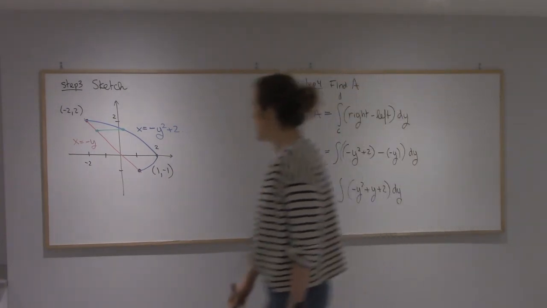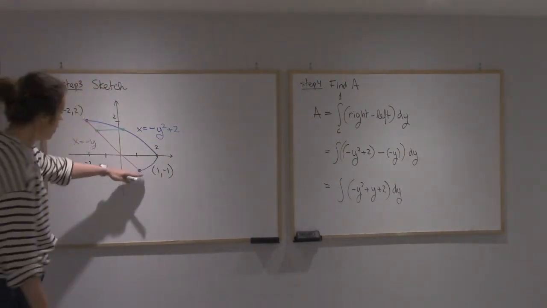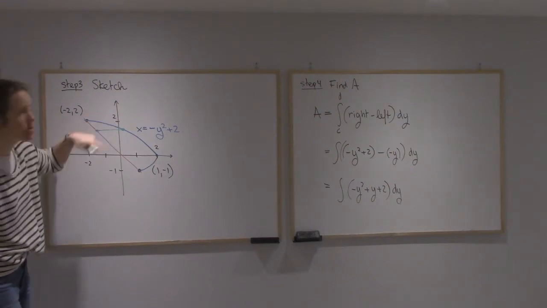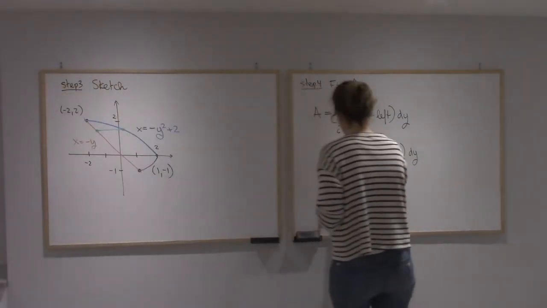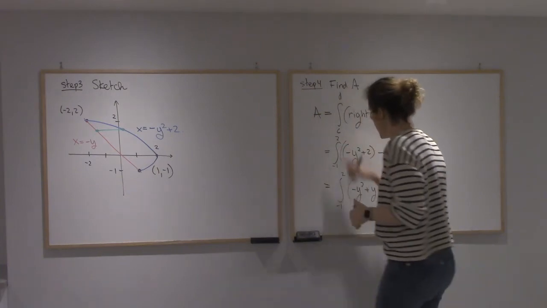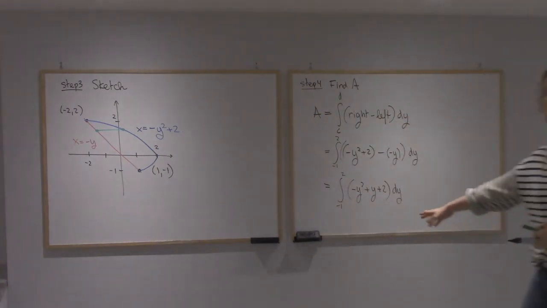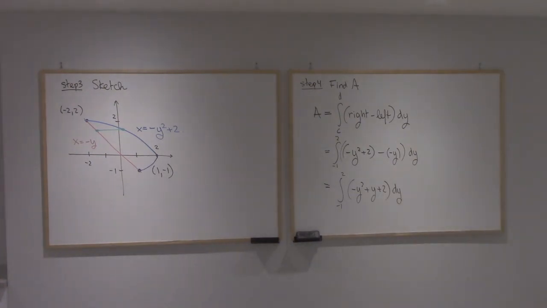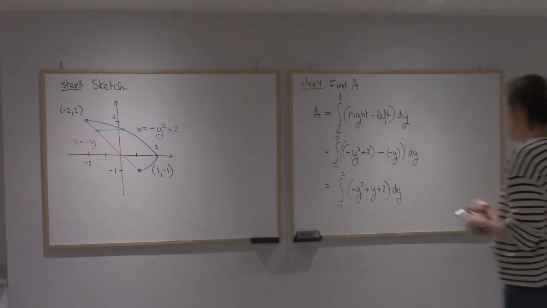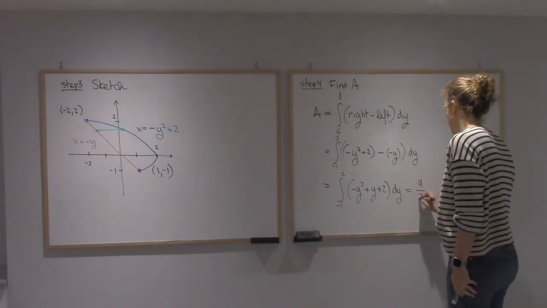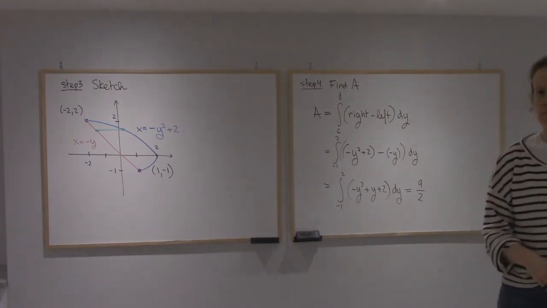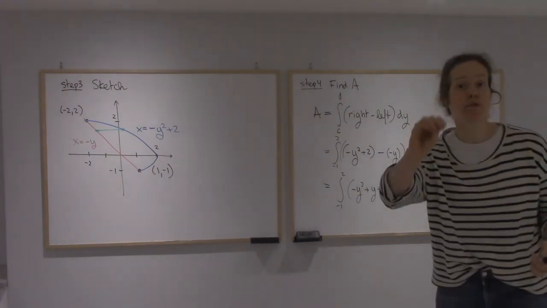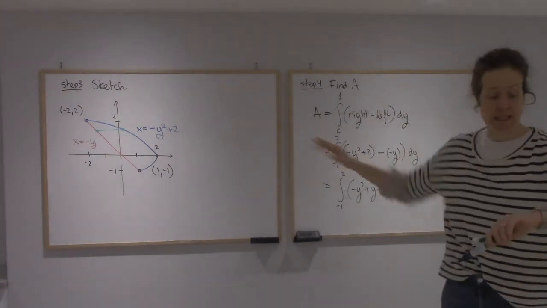And now I need the y values. The lowest point is here. The lowest y value is minus 1. The highest one is up here with the 2. So my bounds will be from minus 1 to 2. And make sure you put it at every step. All right, so this is the integral that will give us the right value. And that value is 9/2. Alright, so if you choose horizontal slicing, this is it.